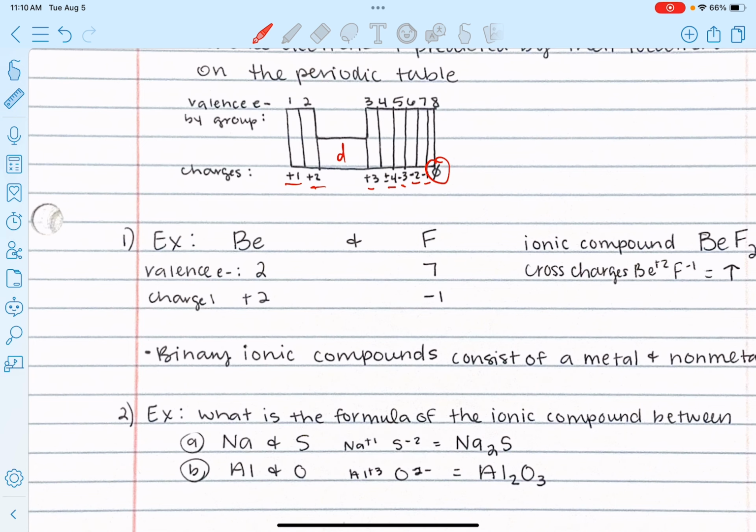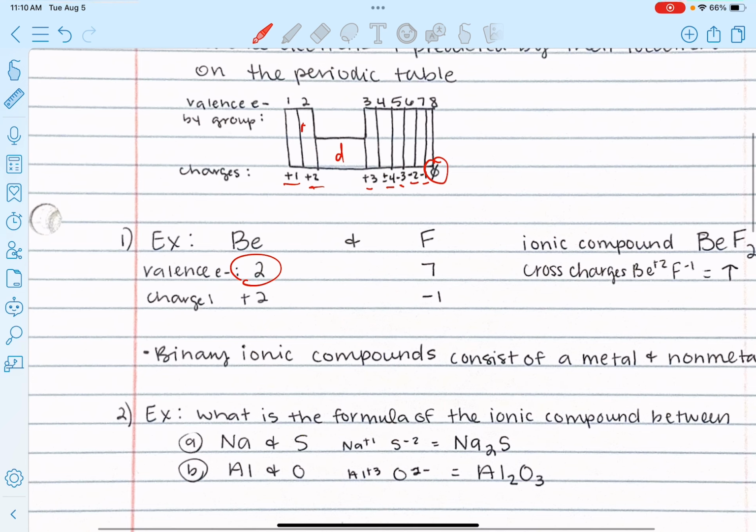You're given beryllium and fluorine, okay, to compare. And you're told to examine what kind of chemical formula would form between beryllium and fluorine. So beryllium has 2 valence electrons because beryllium is located here on the periodic table, in this column. And fluorine has 7 because fluorine is located here on the periodic table. Beryllium tends to form a +2 charge while fluorine forms a -1 charge.